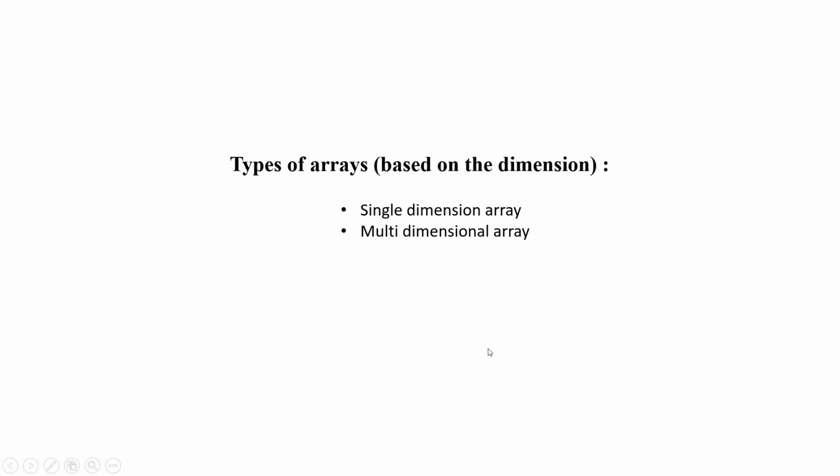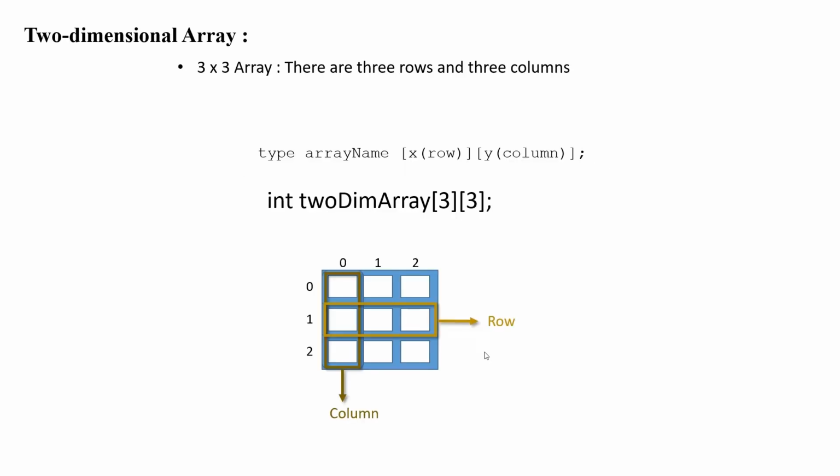Now we will discuss types of arrays based on the dimensions. Basically there are two types of arrays: single dimension array and multi-dimensional array. We have seen the single dimensional array previously. Those were the examples of the single dimensional array. Now we will see the two dimensional array. So here is an example of a 3 cross 3 array, or you can say a matrix.